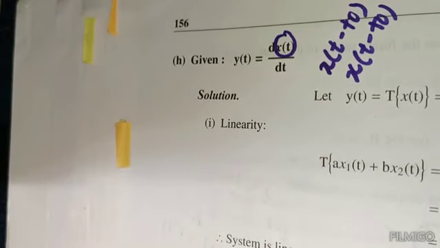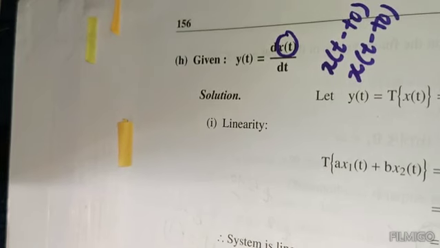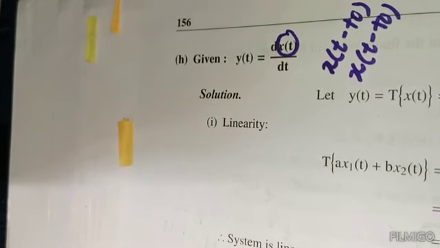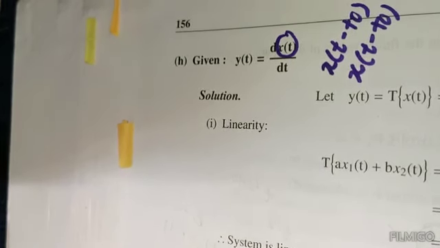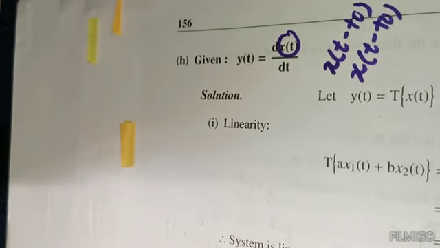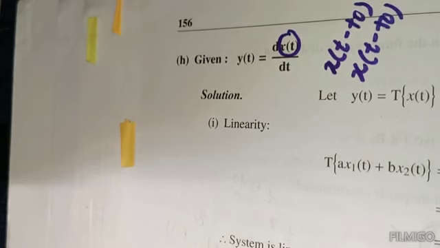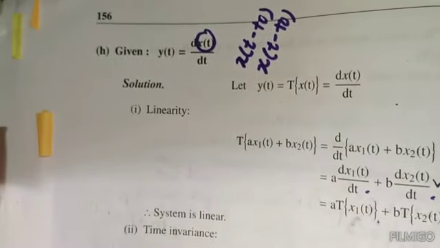Today we are going to continue with the same topic, that is properties of system problems. Today let's see two problems with respect to continuous time, with respect to t. The very first problem would be y of t is equal to dx of t by dt. I'll also show you the textbook, along with solving that particular question.